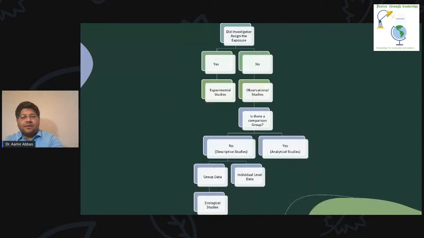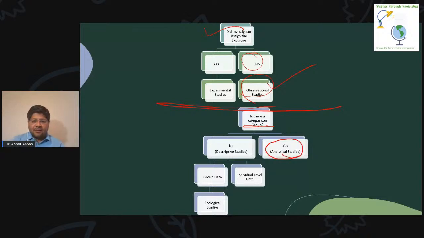So we talked about up to here in the previous slide. Now, from the observational study, we talked about the question you will ask yourself: did the investigator assign the exposure? And the answer to that question is no. Then you are having an observational study. Then you ask yourself the question, is there a comparison group? If there is a comparison group, then you are talking about analytical studies. And if there is no comparison group, then you're talking about descriptive studies.